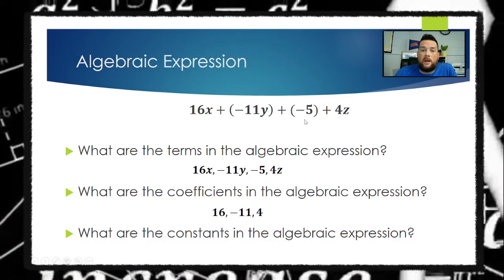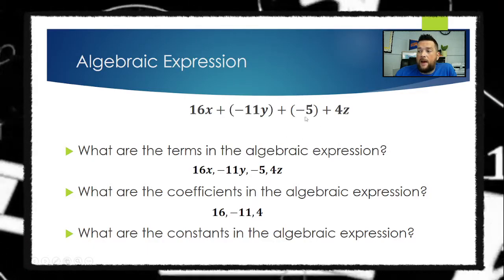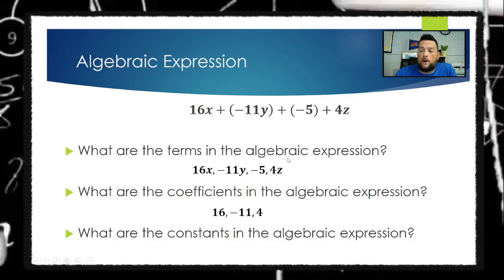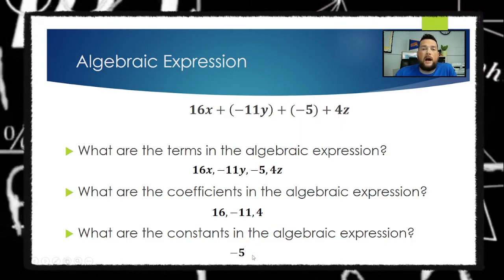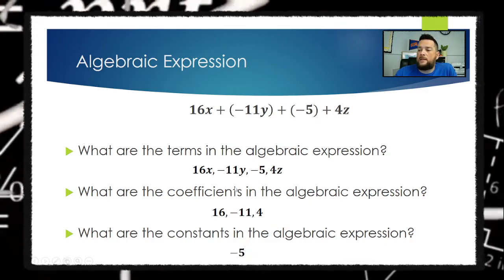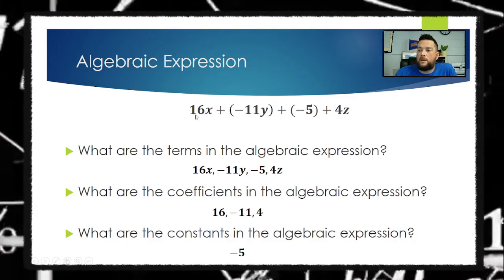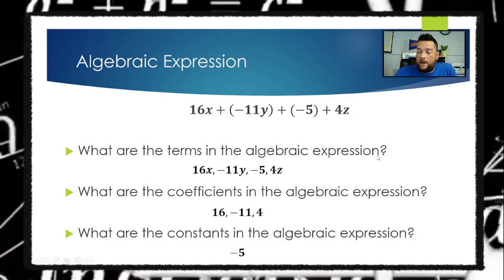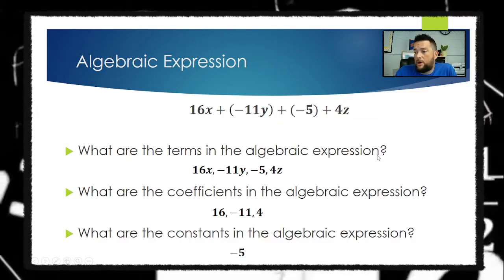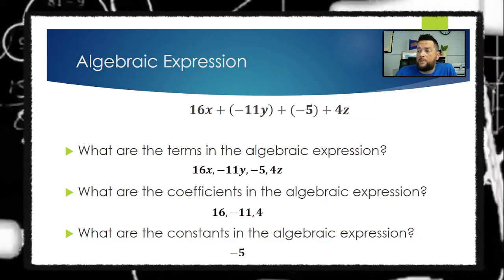The one number that we left out is that negative 5. It is not attached to a variable, so therefore it is a constant. So that's the answers to the questions here for identifying the parts of this particular expression. All right, let's go to the next one.